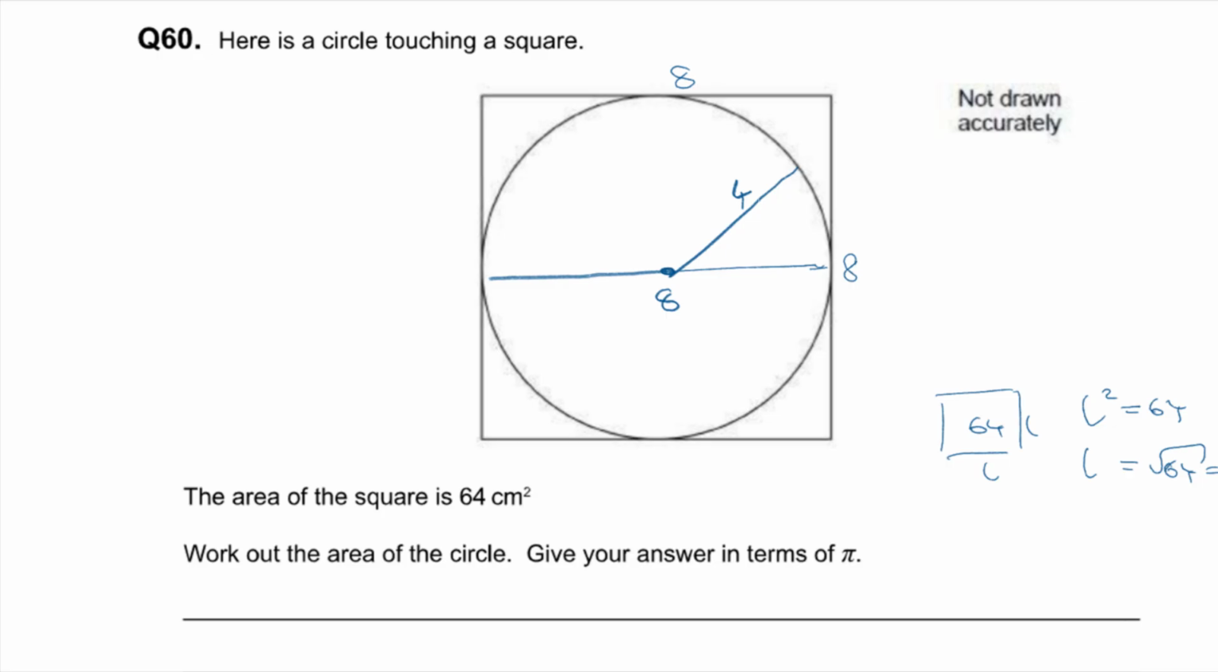So the area of a circle is just given by pi r squared. And we've just worked out that the radius is 4. So that's pi times 4 squared. 4 squared is 16. So that's 16 pi. Okay, so leaving it in terms of pi, that's it.